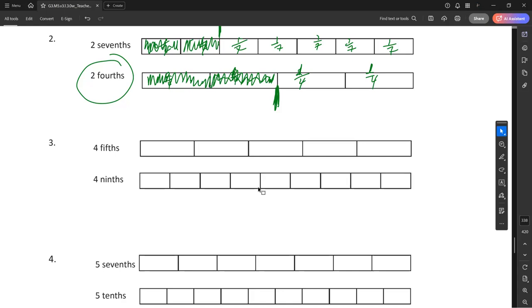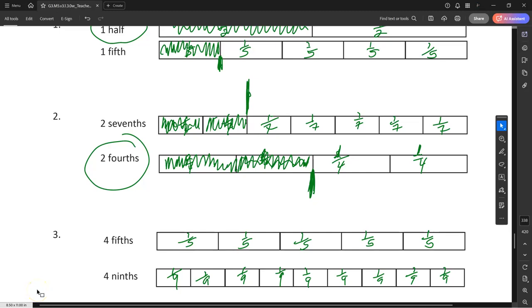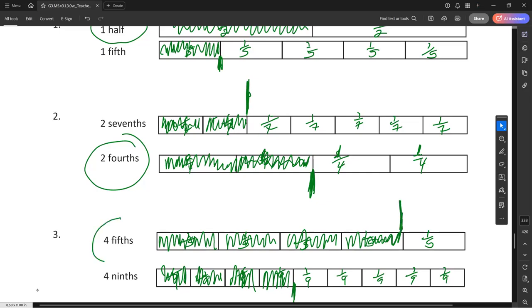Next one, 4/5 and 4/9. So each one is 1/5, and each one of these is 1/9. So go ahead and label. Okay, I labeled, so now all I have to do is shade. This is to shade 4/5, so I need to shade 4. And 4/9. You can see 9th stops here, and you can see 5ths stop here. So 4/5 is larger.